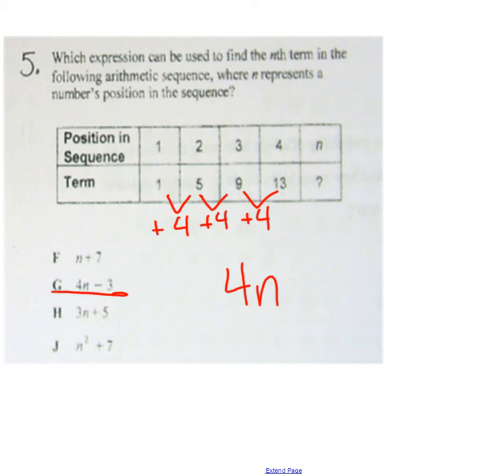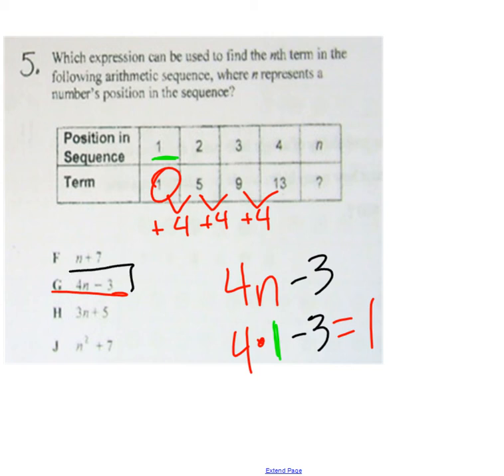But if there wasn't, we could check this. We could say, if n is 1, then we have 4 times 1, and it's supposed to equal 1. But 4 times 1 is 4. So how do we get from 4 back to 1? Minus 3. So that's how you can come up with a rule if it wasn't multiple choice. Right? I did it in my head.